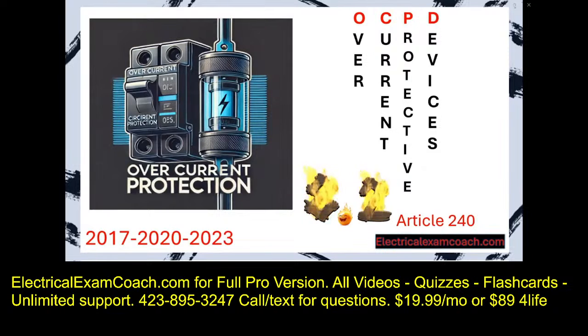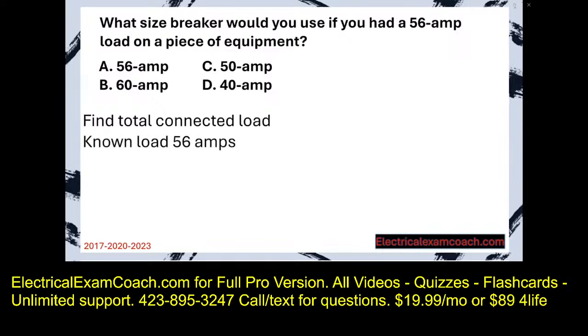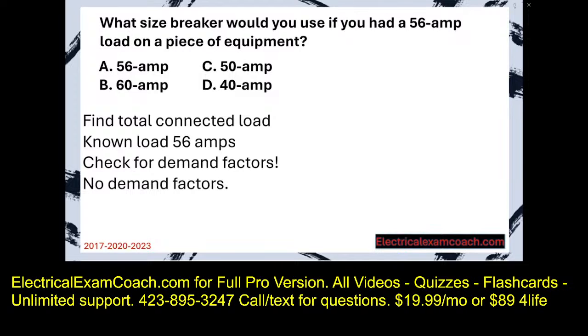Let's get to it. What size breaker would you use if you had a 56 amp load on a piece of equipment? Step 1, find the total connected load. The known load as of right now is 56 amps. Now we check for demand factors. In this case, it doesn't mention that it's a continuous load or that it's running for any specific amount of time. It also doesn't call out a specific type of equipment, like a motor or air conditioner compressor, that might lead us to other sections of the code. Therefore, there are no demand factors.